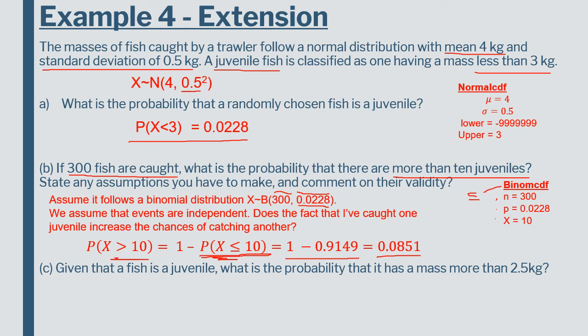So it's a nice way of mixing in a bit of binomial with a bit of normal. And C is a bit nice as well, so I'll go to an extra screen. Here, we've got a given that a fish is a juvenile. What's the probability its mass is more than 2.5? So here, the interesting part is the given that. We need to twig given that. I know something extra. I've got this extra piece of information, so it changes the probabilities.